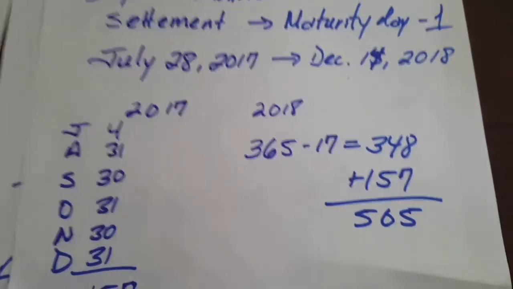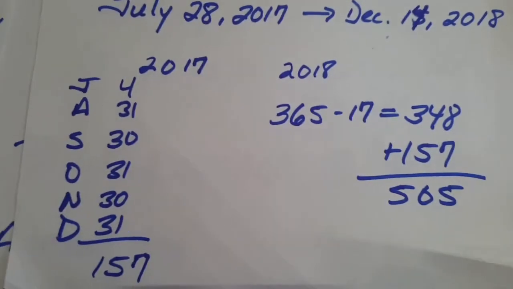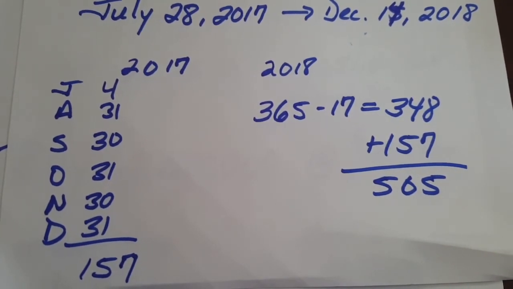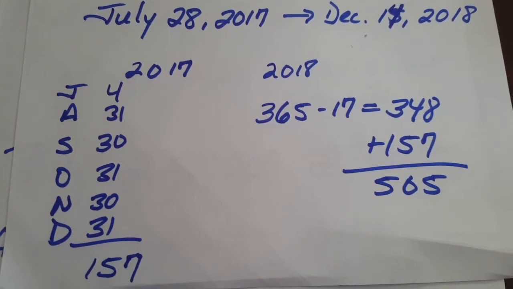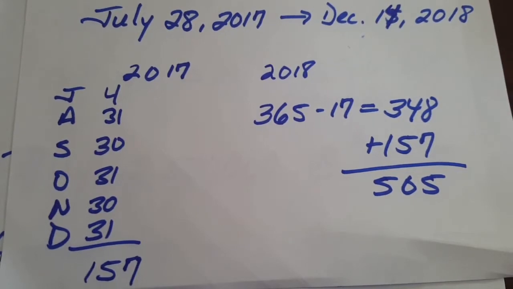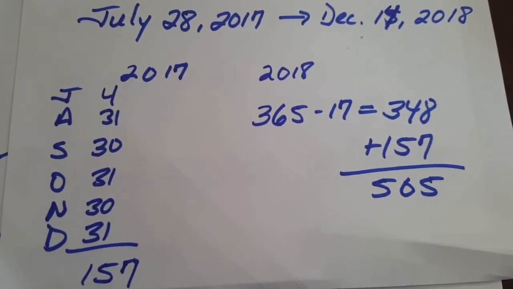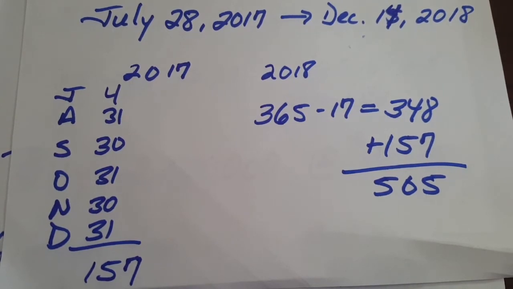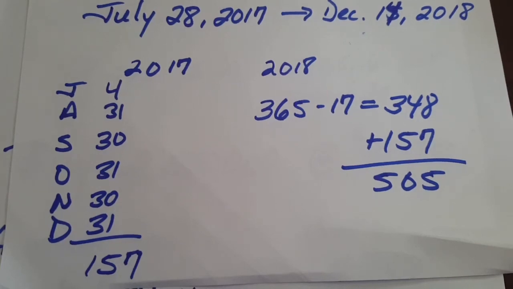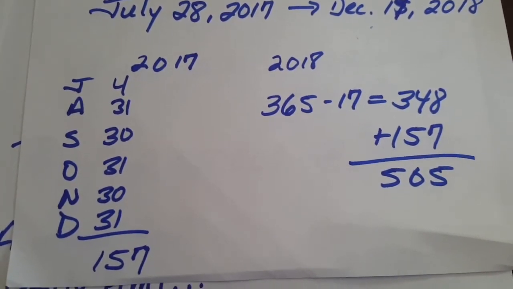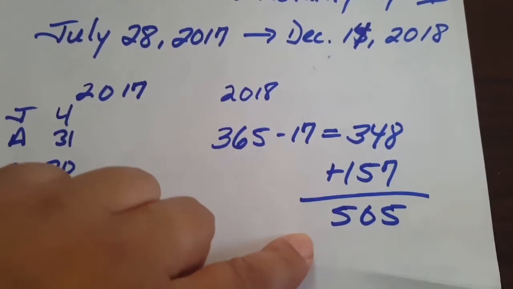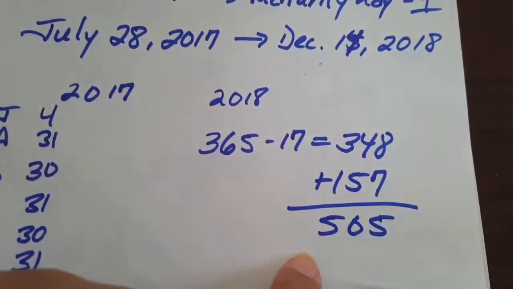Now for 2018, I did it a little bit shorter. Okay, so what I did is, well, this is not a leap year. 2018 is not a leap year. That is very important. So it's 365 days in the year. And I'm going to subtract 17 days that are going to be from December 15th through December 31st. Okay, so the number of days that have lapsed in 2018 would be 348. So I take the 348 days for 2018, add the 157 days for 2017, and that gives me the total day count for this date range to be 505.